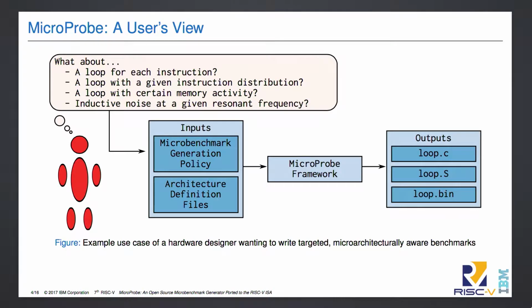The way this whole thing works at a high level is that a user is responsible for writing micro benchmark generation policies. There's an intermediate representation for describing benchmarks or types of operations on benchmarks, and then you write passes over this. That gets passed into the Microprobe framework, and on the other side, you're able to get whatever backend you want. It could be a C program, it could be some raw assembly, it could be an actual binary.